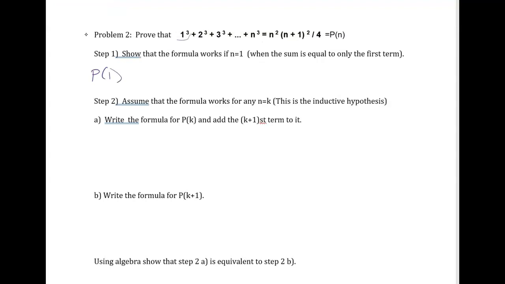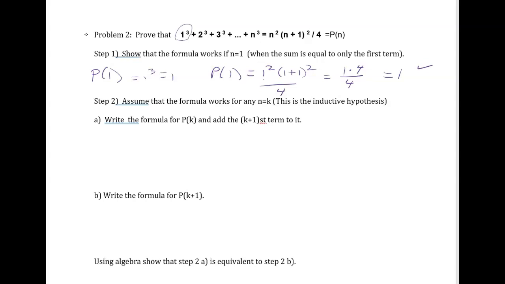So when I only have one term, I get 1. Now, when I use the formula, I get 1 squared times 1 plus 1 squared all over 4. So I get 1 times 2 squared is 4 over 4, and I get 1. Okay, so that works. First, if that step doesn't work, you're done.